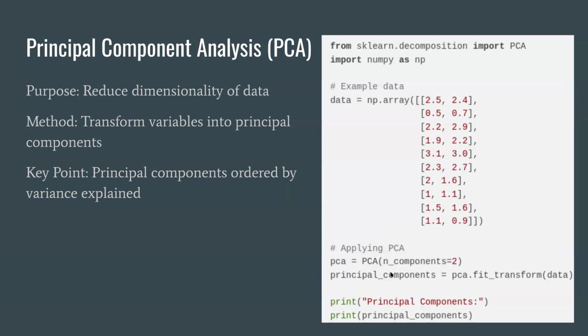We then fit the PCA model to our data and transform it by calling the fit_transform method. This results in the principal components. These new components are uncorrelated and ordered by the amount of variance they explain. And then finally, we are printing the principal components to see the transformed data. This reduction in dimensionality helps in simplifying our data set while retaining most of the important information.